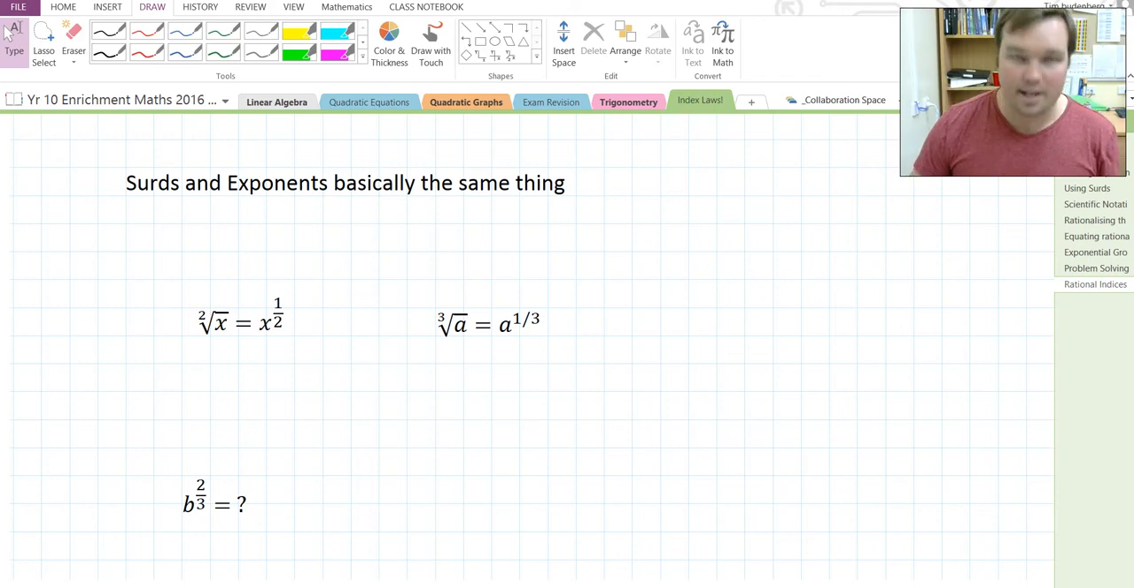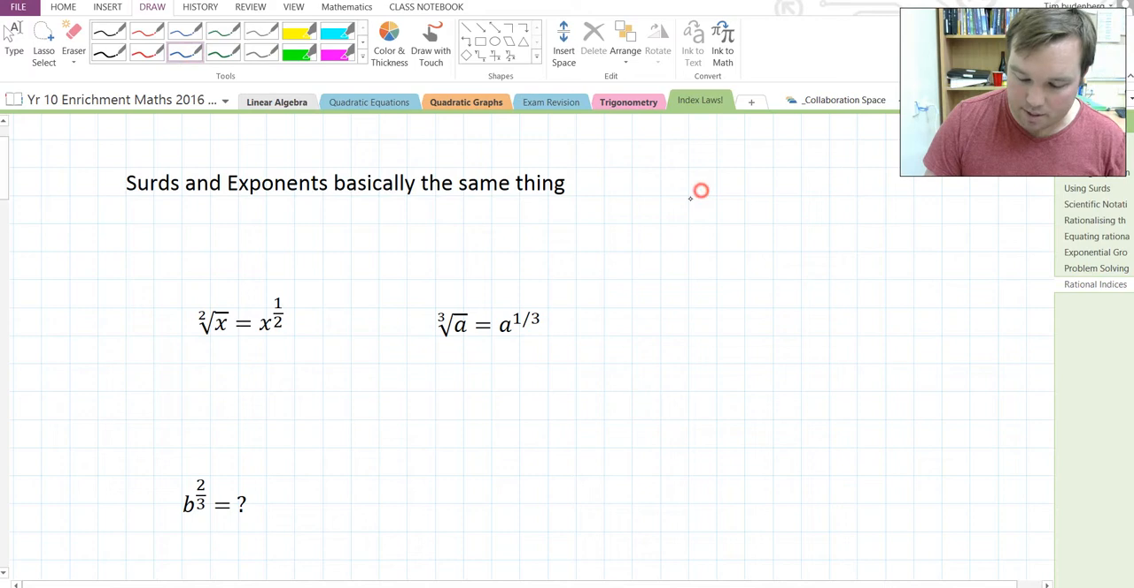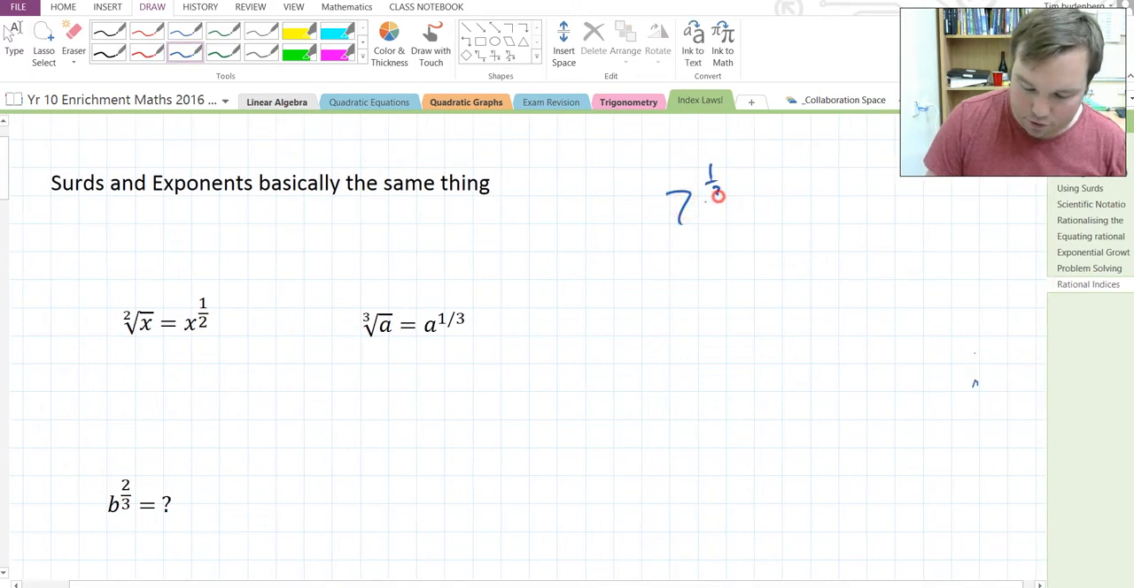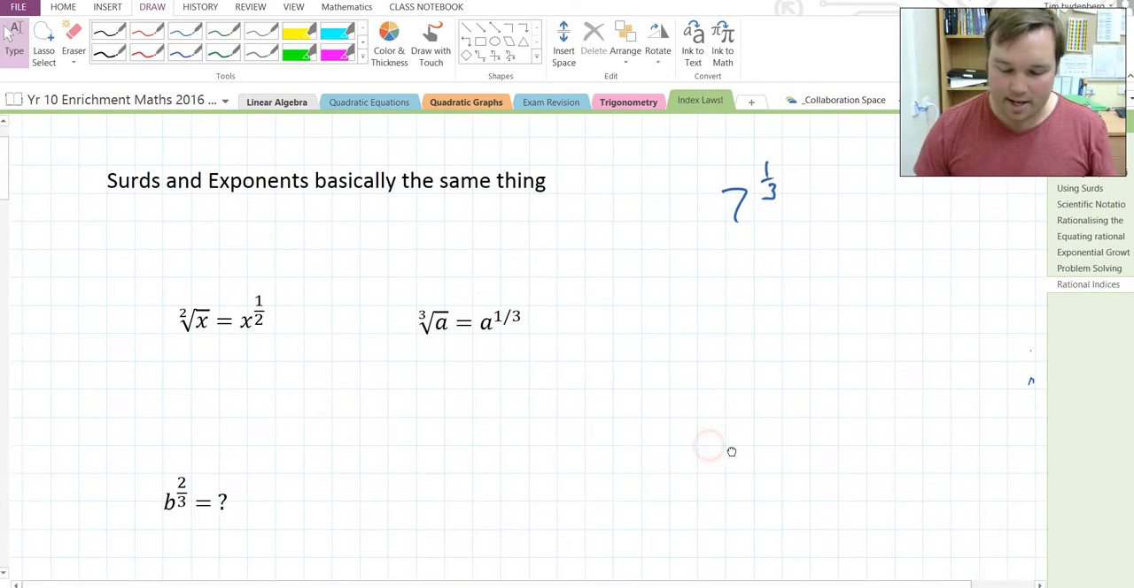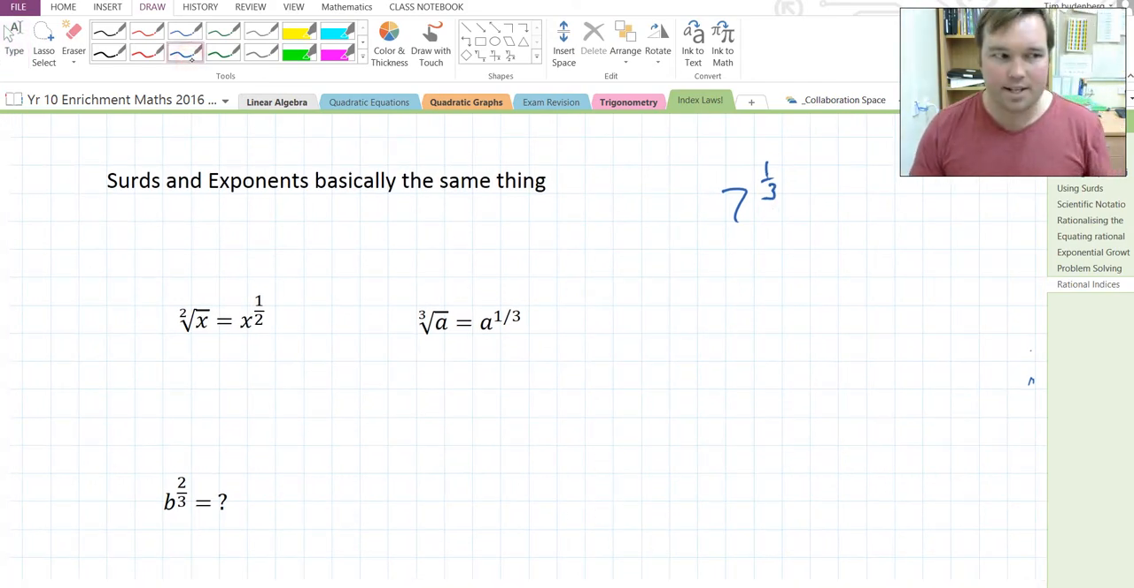Indices are essentially indices with a fraction. So it looks scary, but a rational index would look something like this, 7 to the power of a third. They're a little ugly, and what it's important for us to remember is that rational indices are essentially the same as surds, or are very much related to surds in the following way.